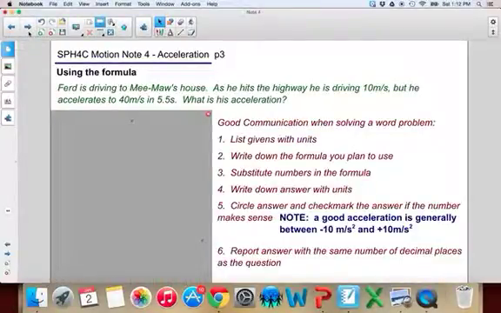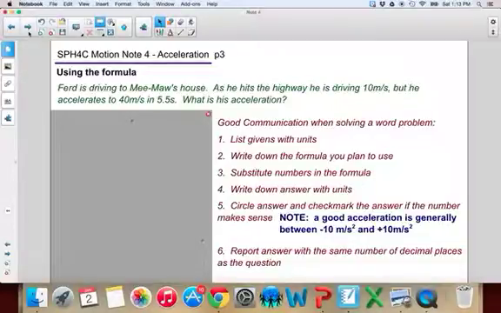So, always these end up being in some kind of application, some sort of word problem. So Ferg's driving a Mimos. As he hits the highway, he's at 10 meters per second, but he accelerates to 40 meters per second within 5.5 seconds. So what's his acceleration? If it takes him 5.5 seconds to go from 10 to 40.